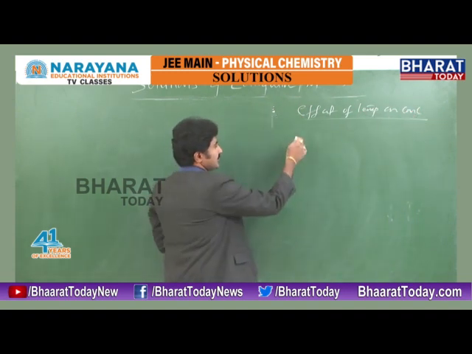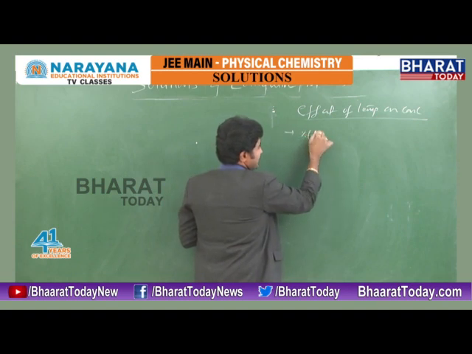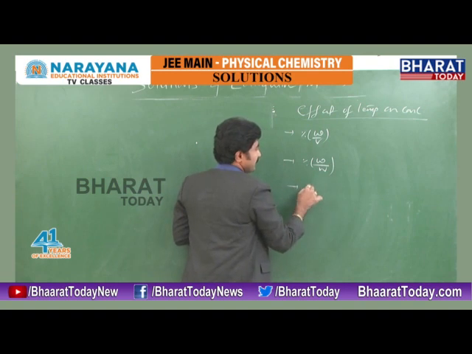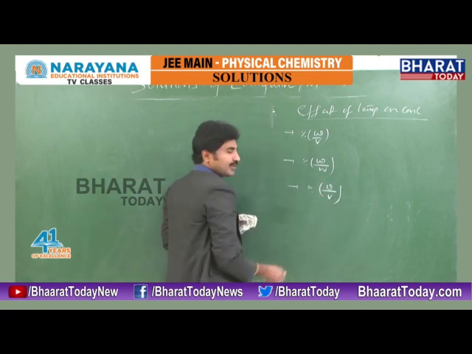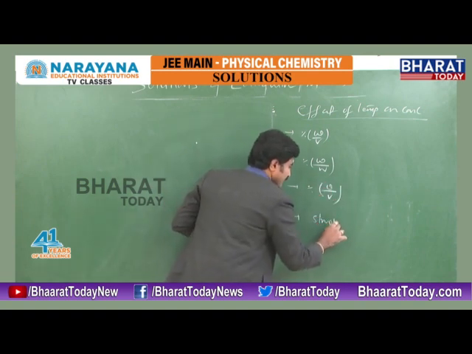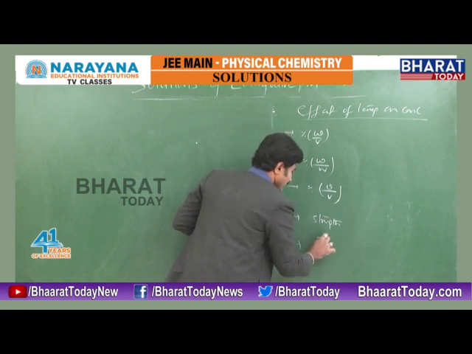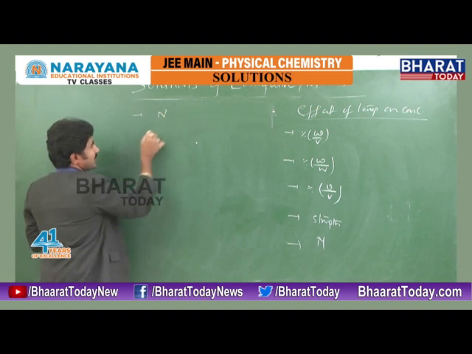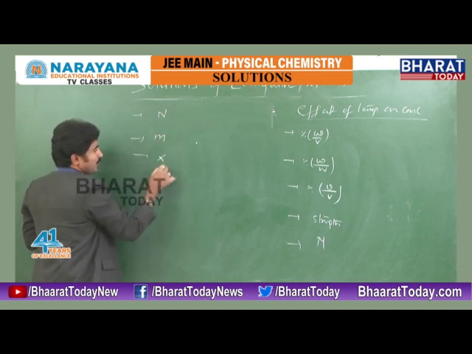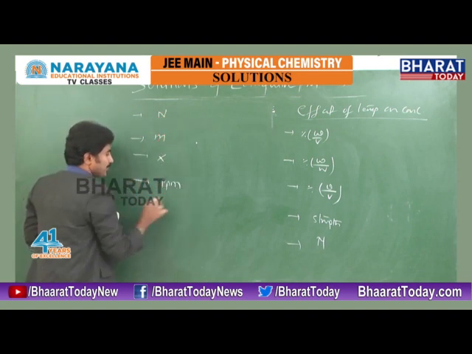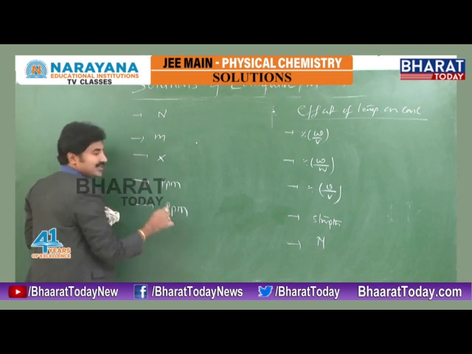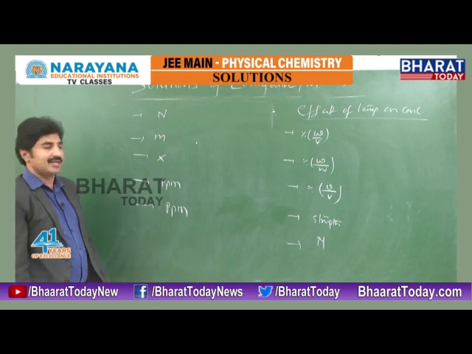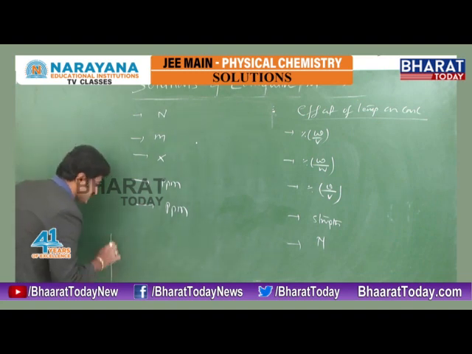So we are having different concentration methods: percentage weight by volume, percentage weight by weight, percentage volume by volume, strength, molarity, next normality, molality, mole fraction, ppm, ppb. These are the different concentration methods. The effect of temperature can be easily understood on these concentration methods by this concept.